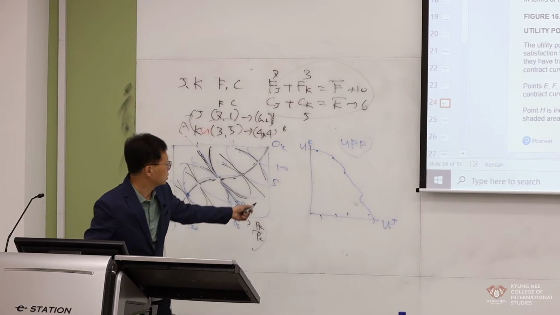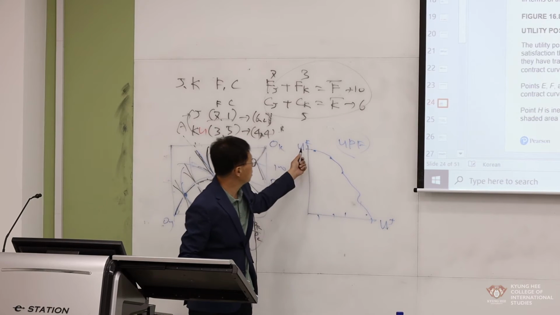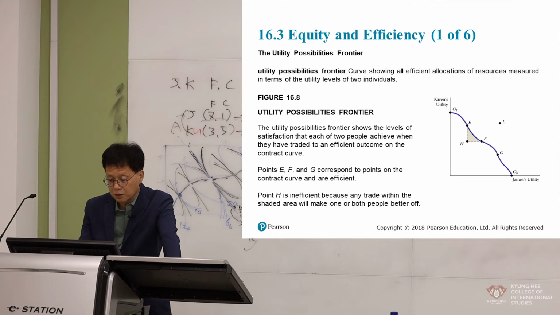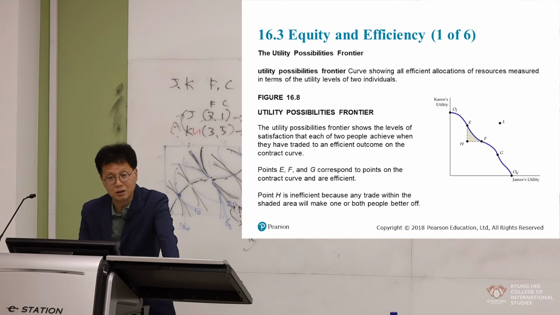Utility possibility frontier, right? Utility level of James, utility level of Karen, the Y variable is Karen's utility. That is equation 16.8. So the utility possibility frontier is a curve showing all efficient allocations of factors, allocations of goods, in this slide, measured in terms of utility level to individuals. The utility possibility frontier shows the level of satisfaction, in other words, the utility level measured by indifference curve, that each of two people, James and Karen, achieve when they have traded to an efficient outcome on the contract curve.